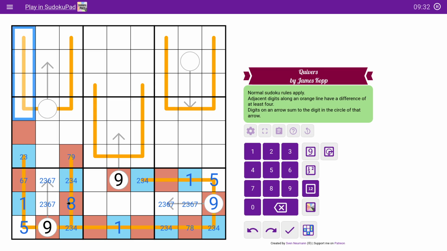So there's a 4 somewhere here. If one of these is a 4, it's surrounded by an 8, 9, making this a 6, 7. If this is a 4, this is an 8, this is an 8, 9, and this is high.